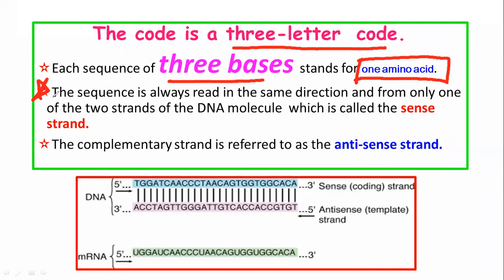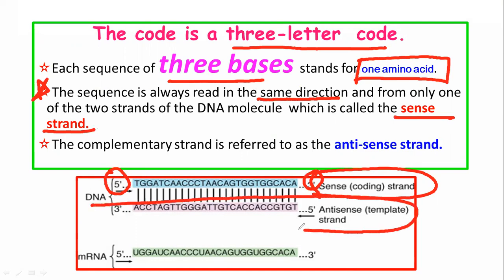So you need to remember the other thing, that the sequence is always read in the same direction and from only one of the 2 strands. Any one strand can be read, okay? And we use the term sense for that strand because we are sensing it. Let's suppose this is the sense strand. Can you see from where it started? From 5' to 3'. So the complementary strand, which you can see in the purple color, is called antisense.